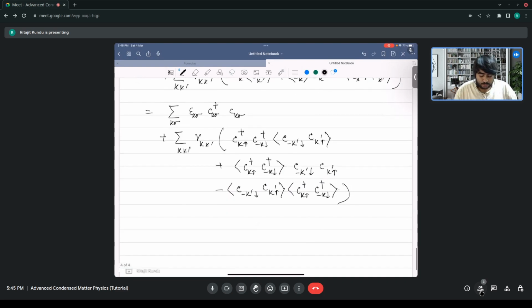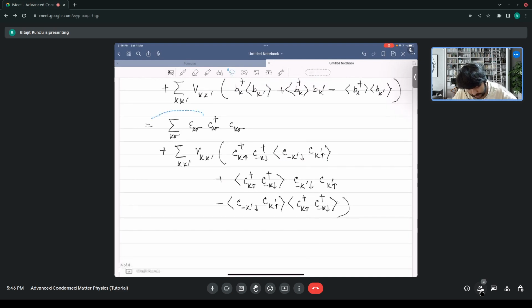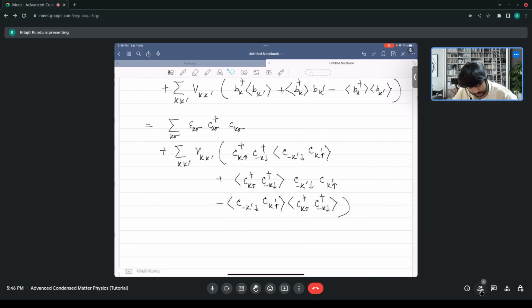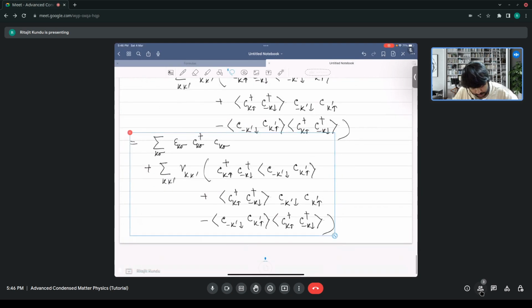So now let's try to introduce our mean field gap parameters. I'll be calling this thing my gap function. Let me write this in terms of a gap, so that the single particle picture becomes very apparent.